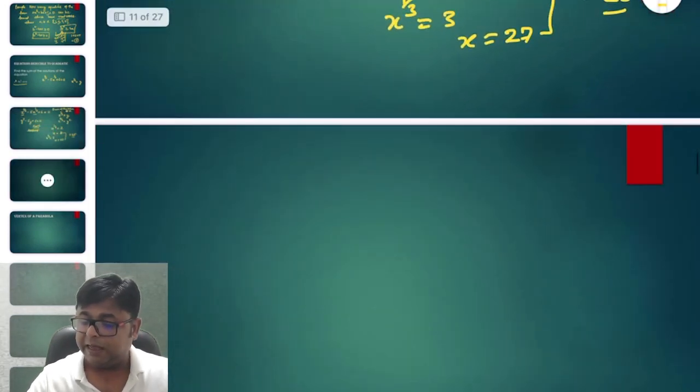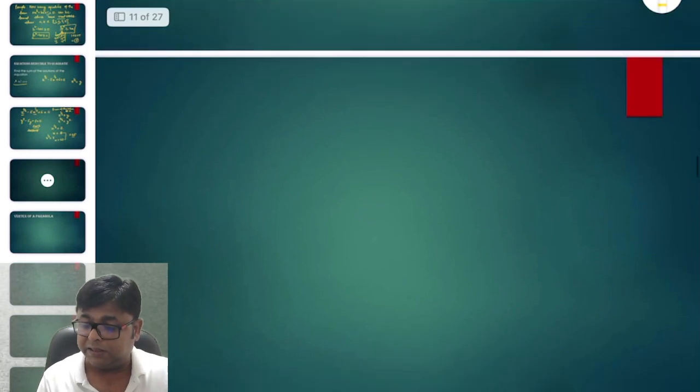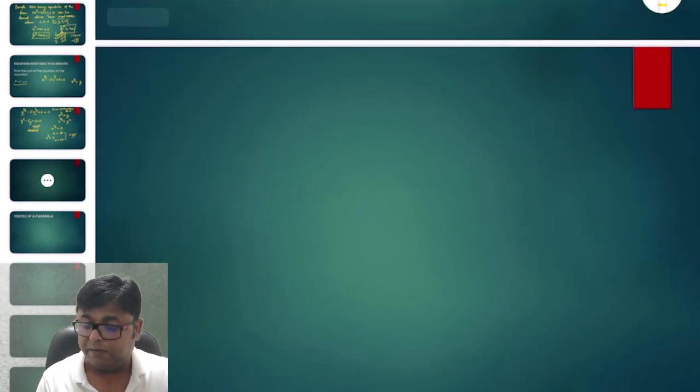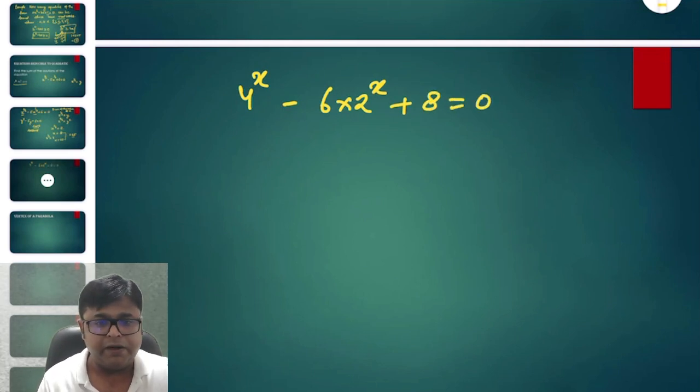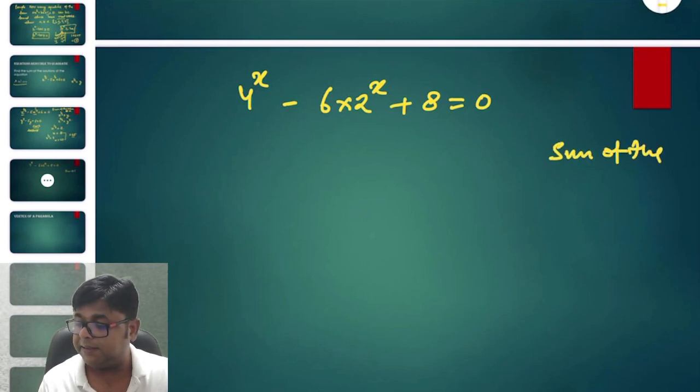I can take another example. Suppose I have an equation which says that 4 to the power x minus 6 into 2 to the power x, plus 8 equal to 0. Now this is in exponent form, but again, solving this directly will be a problem. And suppose they say find the sum of the values of x, or product also they can ask.